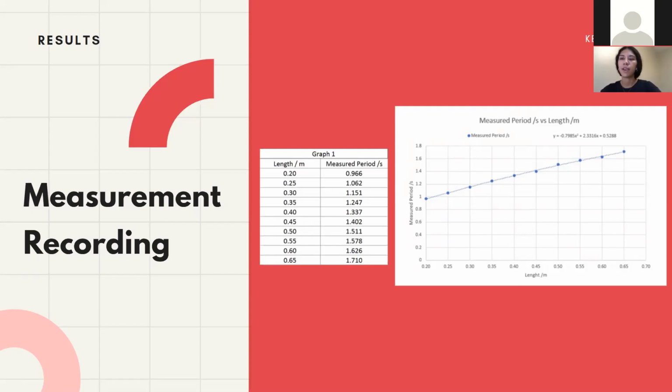And after that, I collected the data in a table in which I compared the measured period with the length of the string. And as we can see in the graphic, as the length of the string rose, so did the period.